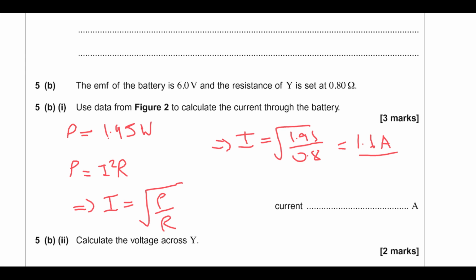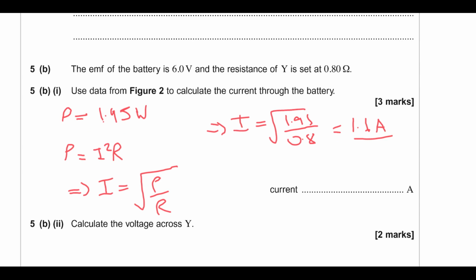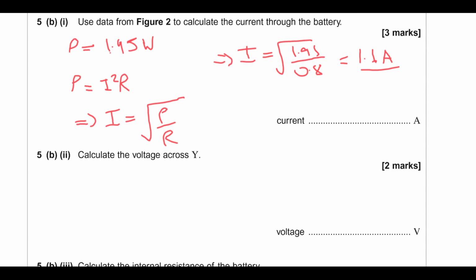Okay, so that gives us our current. So then what we want to do next is work out the potential difference. So this is where Ohm's law comes in if you want to know the potential difference across something. So we know the current, so I've got 1.56 times 0.8, which gives you 1.2 volts there. Okay.